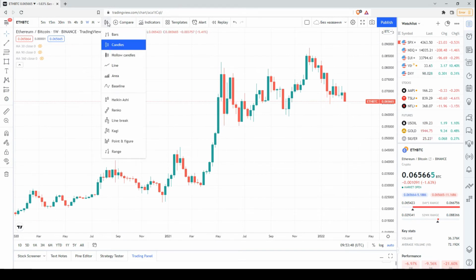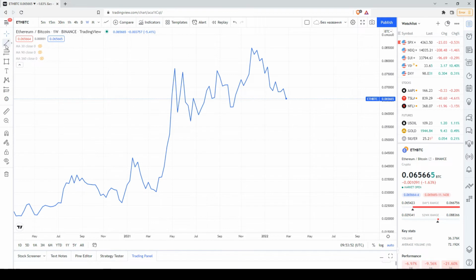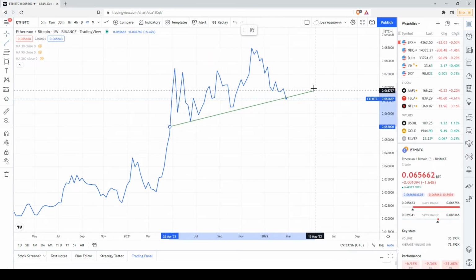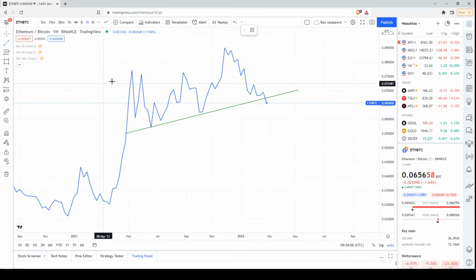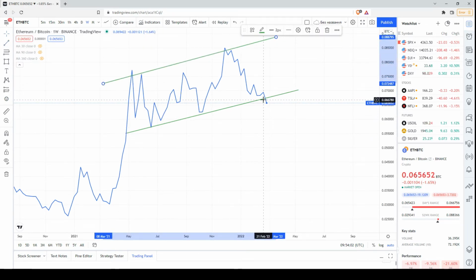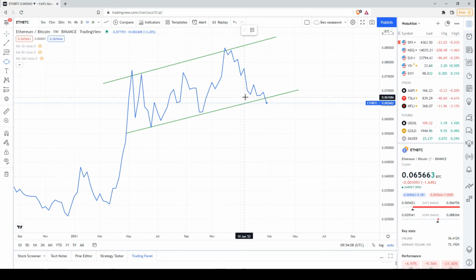Now, if we switch to a linear chart, we still have something similar to an ascending channel. Let's say that now the price is testing, so this is the ascending channel. Now the price is testing the trend line. So this is a very important moment, let's say, for the price chart of Ethereum against Bitcoin, because we're at the trend line.